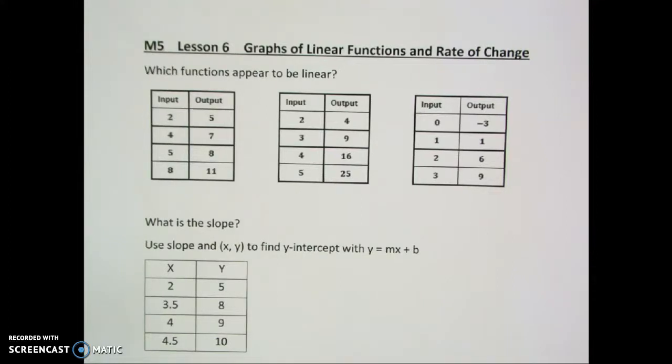Module 5, Lesson 6, Graphs of Linear Functions and Rate of Change. So what we're going to look at here is some tables. We're going to try and figure out if these tables represent linear equations or linear functions or not.